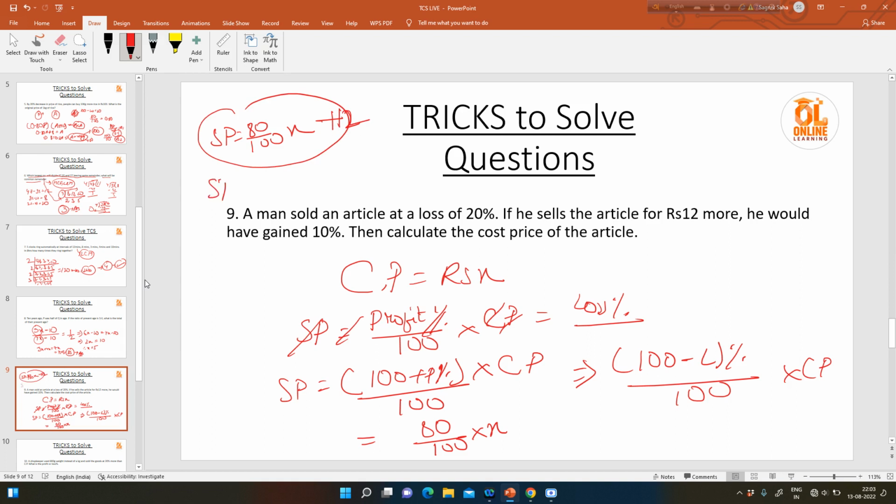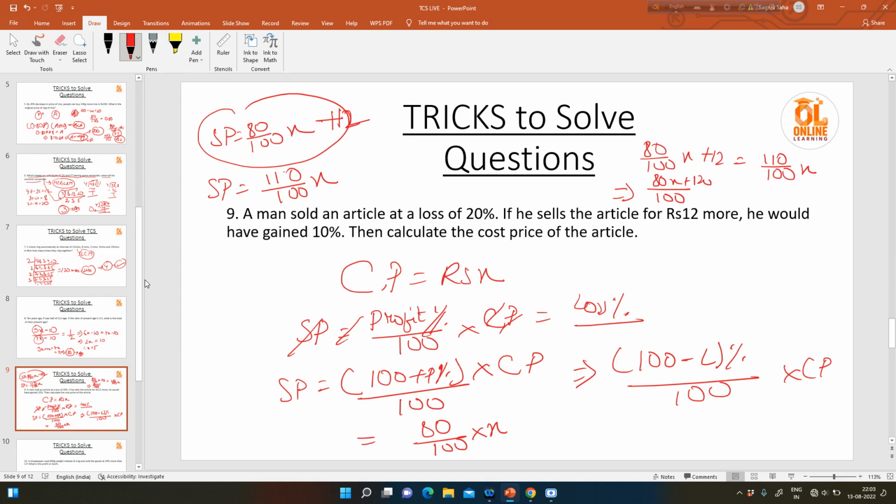So then SP would have become what? 100 plus 10, that is 110 by 100 into X. So both are equal. So just let us equate it. So it would be 80 by 100 X plus 12 is equal to 110 by 100 X. Okay, just solve it.